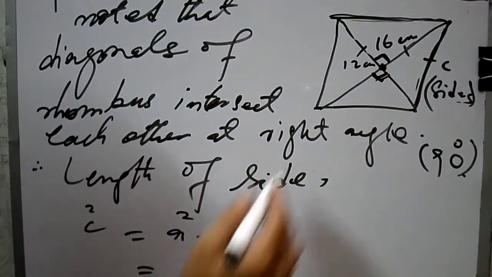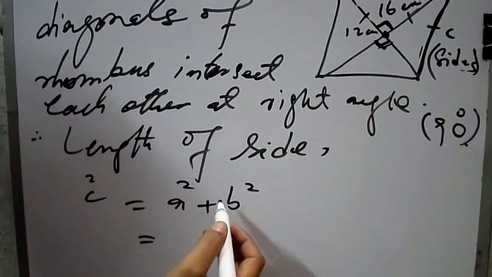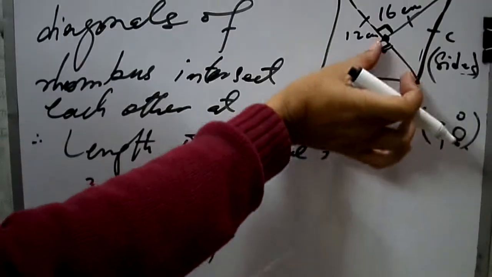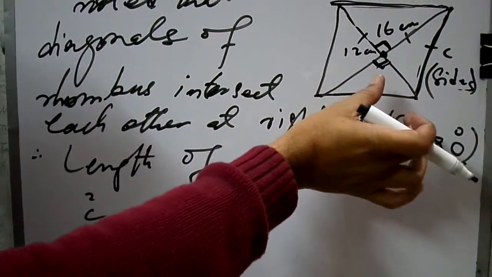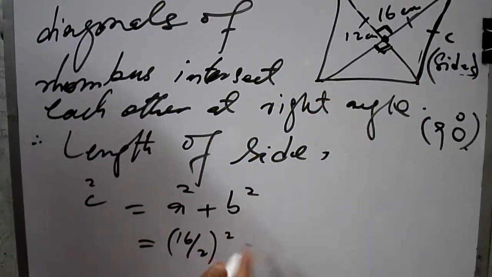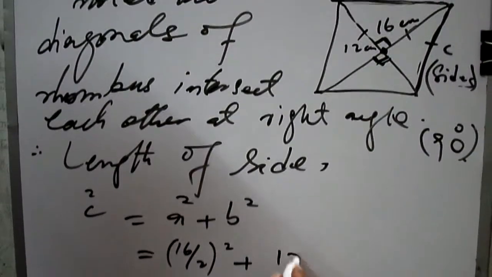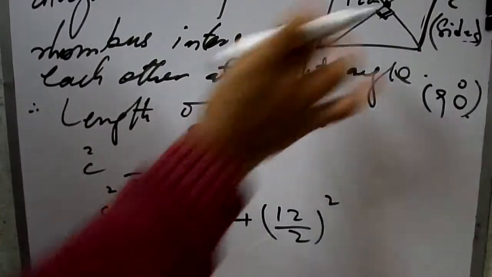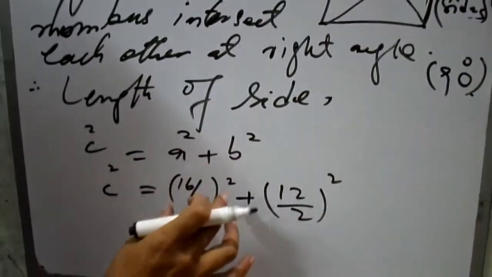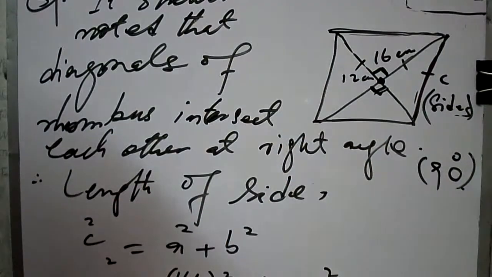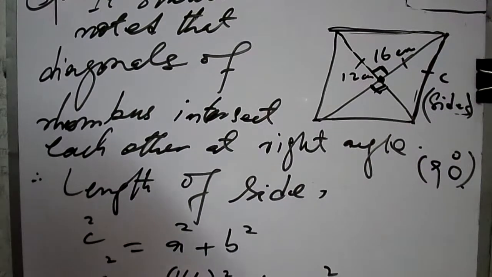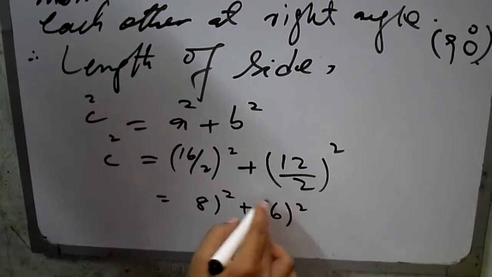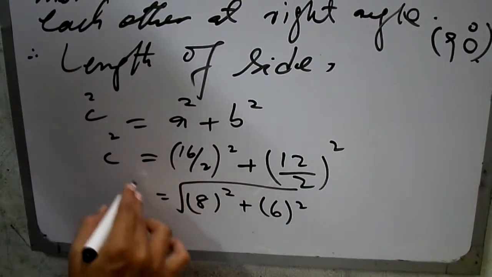For example, the value of a, that is your altitude, is 16. So you should write 16 by 2 whole square, because you need the half value. If you take this triangle, you need the half value. And the value of b is 12 by 2. At the intersecting point, you can see the length becomes half. So after simplification you will get the under root of 8 square plus 6 square, that is c square.